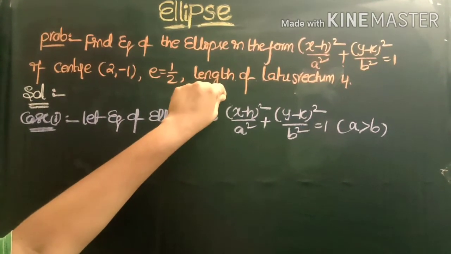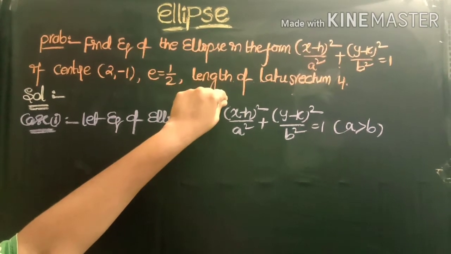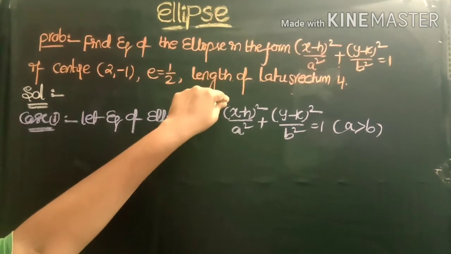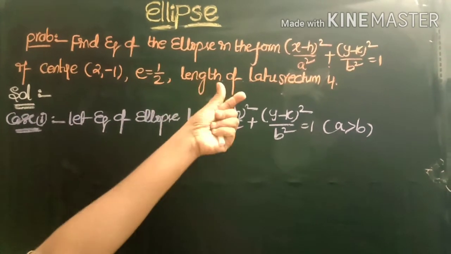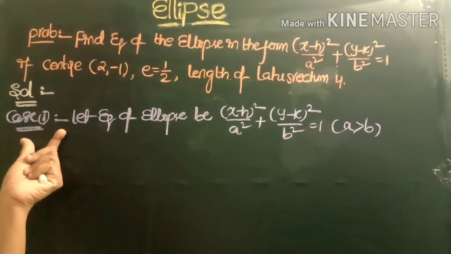Length of the latus rectum, here we have two formulas. In the first case we take the formula 2b square by a, and in the second case we take the formula 2a square by b. So here we solve this problem in two cases. First we take the first case.